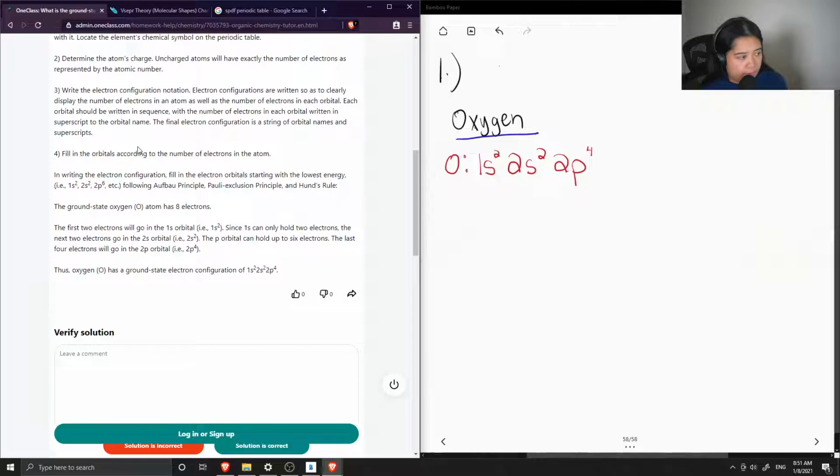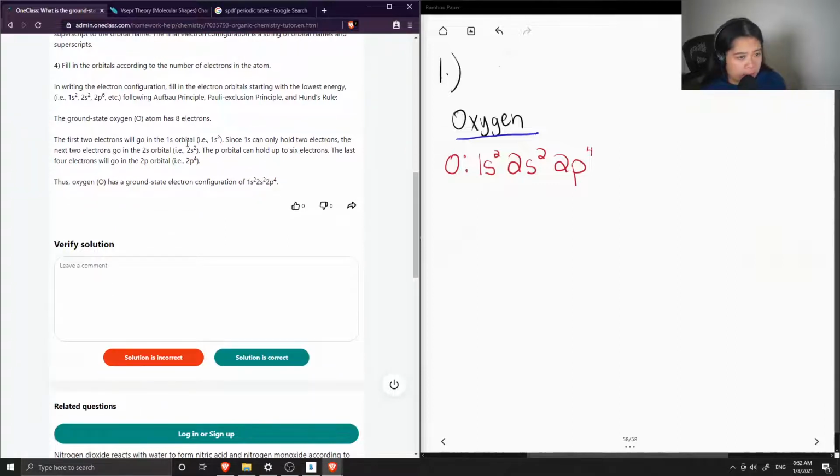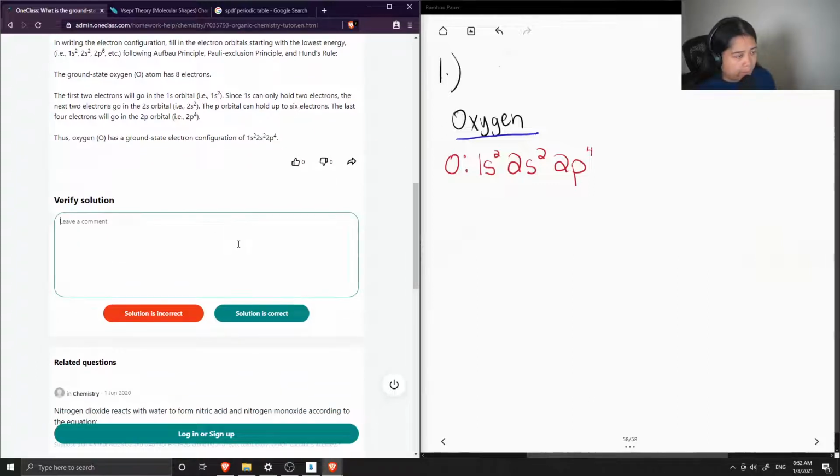Step 4 is to fill in the orbitals according to the number of electrons in the atom. And then in writing the electron configuration, we fill in the electron orbitals starting with the lowest energy, following the Aufbau, Pauli exclusion, and Hund's rule. Ground state oxygen atom has 8 electrons. The first 2 will go into 1s, next 2 go into 2s, and the last 4 go into 2p. Yep, so this solution is correct.